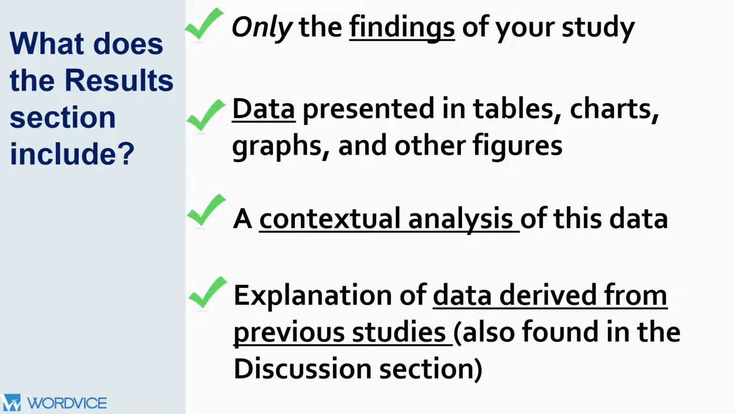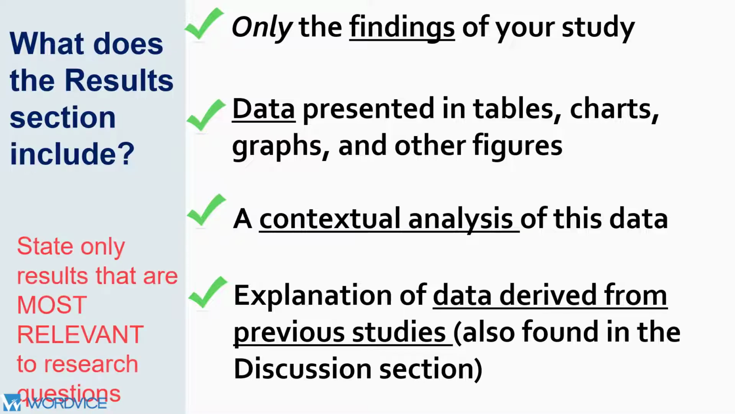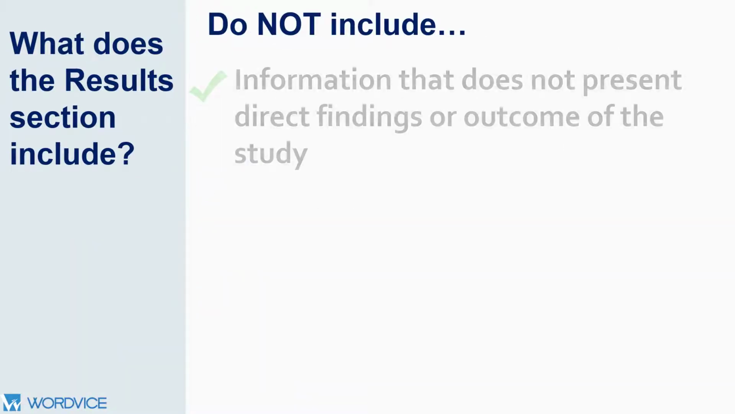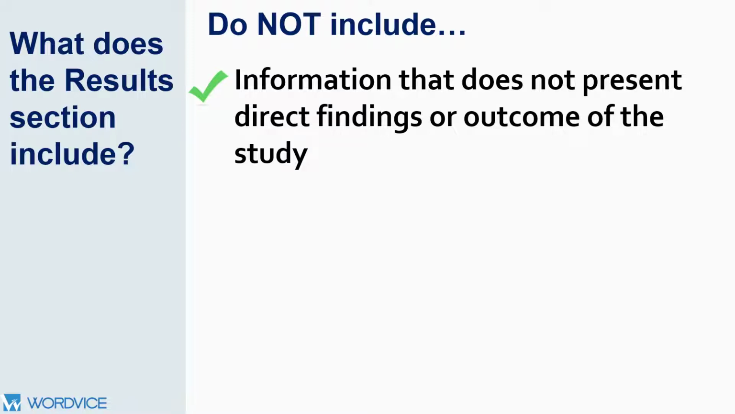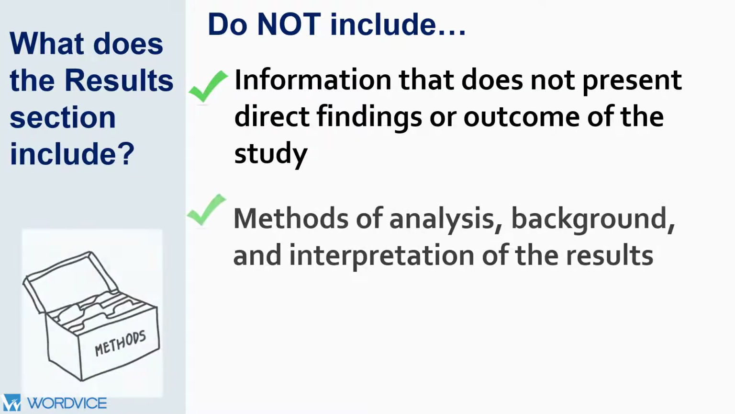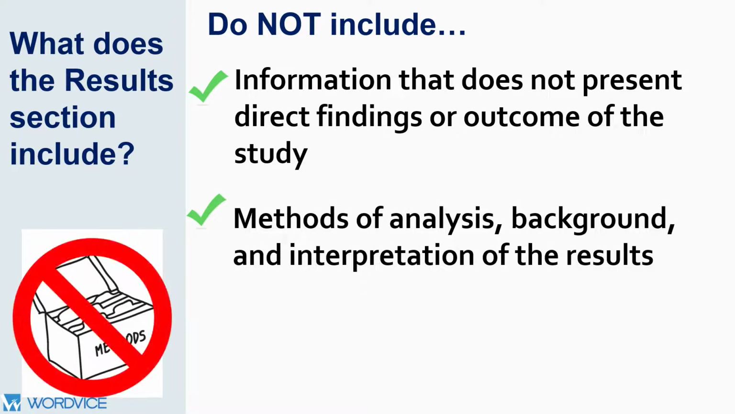If the scope of the study is very broad or full of variables, or if the methodology used yields a wide range of different results, the author should state only those results that are most relevant to the research question stated in the introduction section. As a general rule, any information that does not present the direct findings or outcome of the study should be left out of the results section. This includes methods of analysis, background, and interpretation of the results.